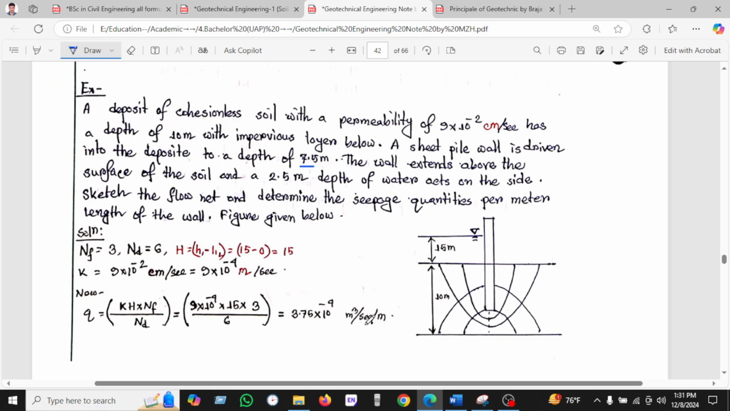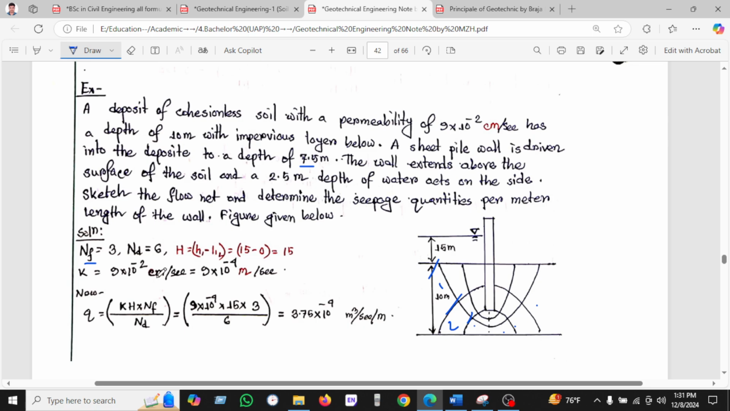This is the figure we have been shown. So the number of flow channels, NF, is 3. How will we calculate it? 1, 2, 3. So that is how many channels the water is flowing through, or penetrating, we can say. And the number of drops is nothing but how many segments we have found, like this, and this portion is one segment. This portion between two lines is 2, and 3, 4, 5, 6.